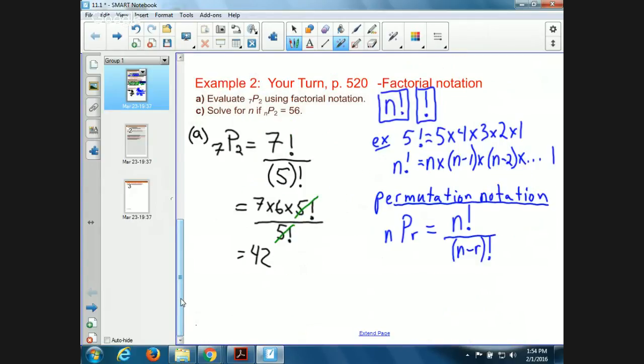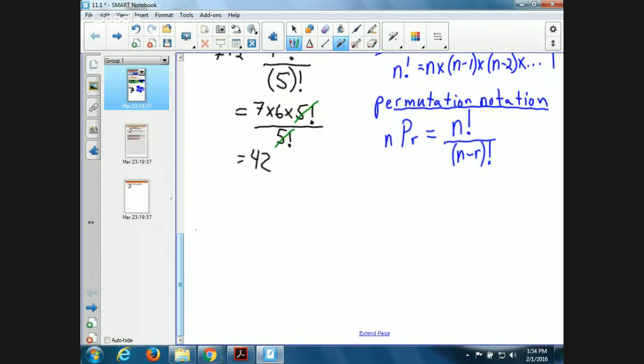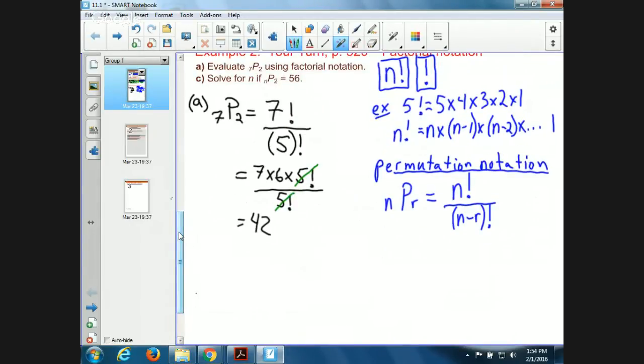Back to this, B. A little bit of algebra for you on B. Solve for n if nP2 equals 56. Now there's a few different ways to do this kind of problem. I'll show you one. nP2 equals 56.